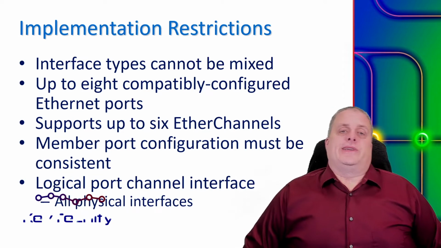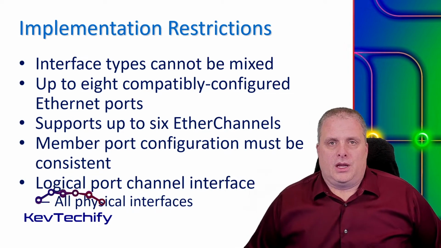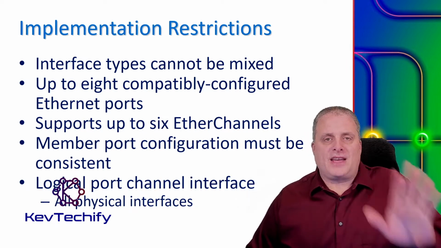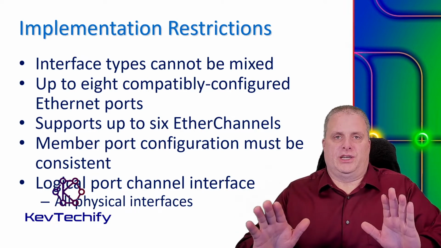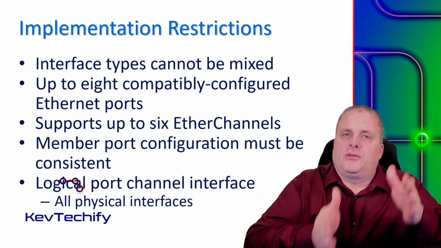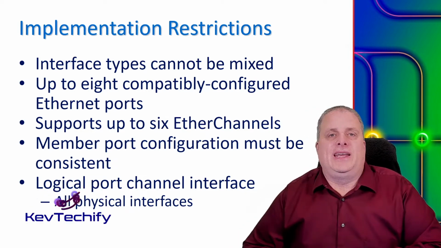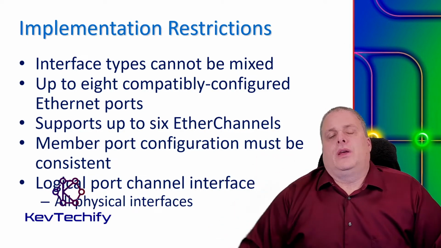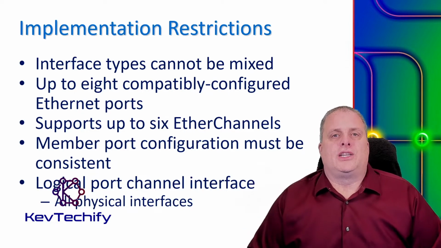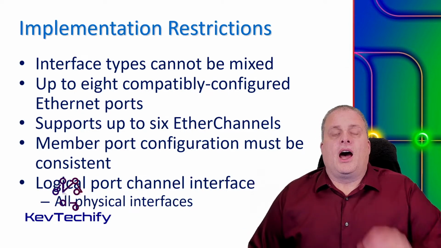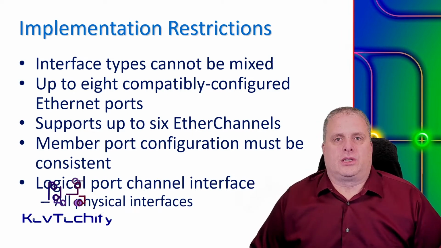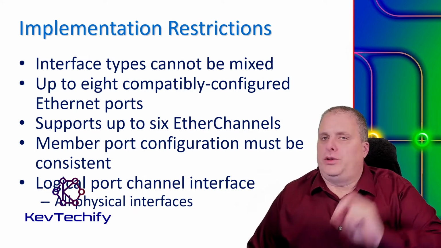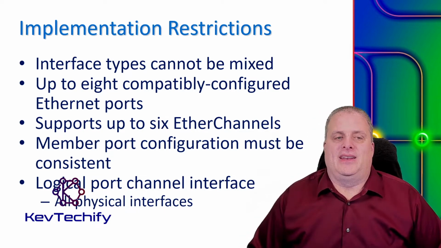There are some restrictions for EtherChannel. You can't mix the types of interfaces. What do I mean by that? You can't mix a Fast Ethernet connection with a gig connection. You can't combine those together. They have to be all Fast Ethernet, all gigabit, or all 10 gig connections. If they're all the same type and speed, then you can combine those into one logical EtherChannel. You can take up to 8 physical ports to make one EtherChannel. You can't do 9. The maximum you can have is 8.